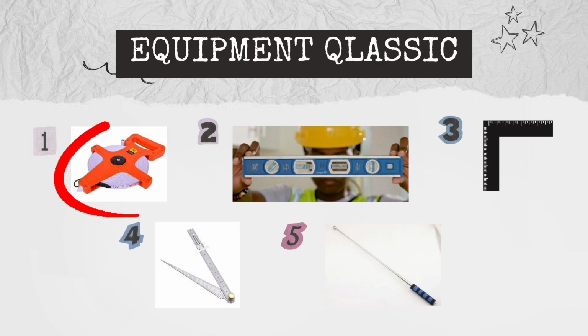First, we have the measuring tape. We use it to measure the floor area and divide it into 4 parts by stretching the tape across the floor and making sure the tape is straight. Then take the reading. Second, we have the spirit level.